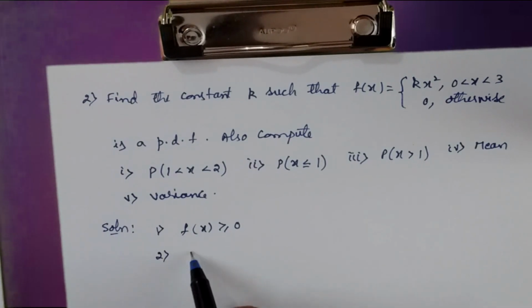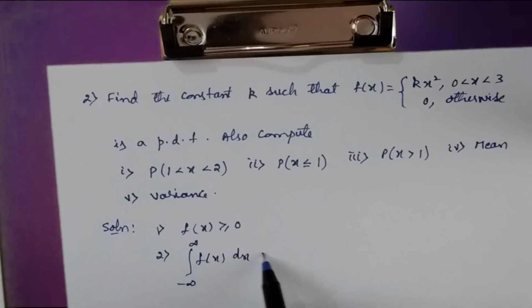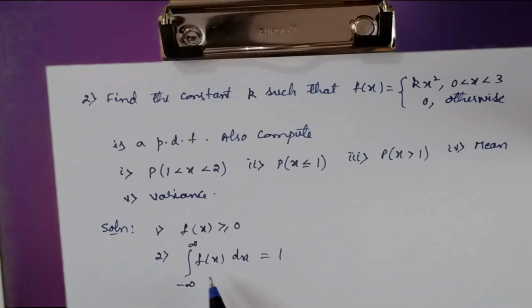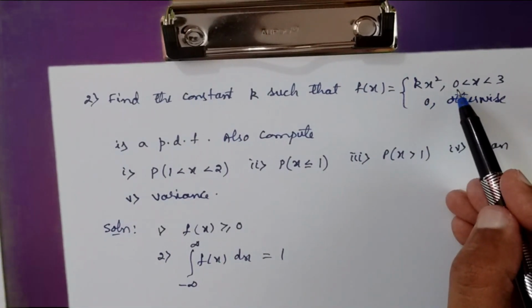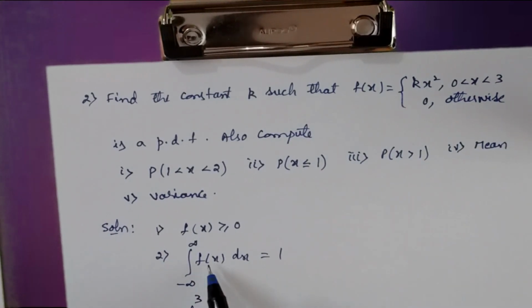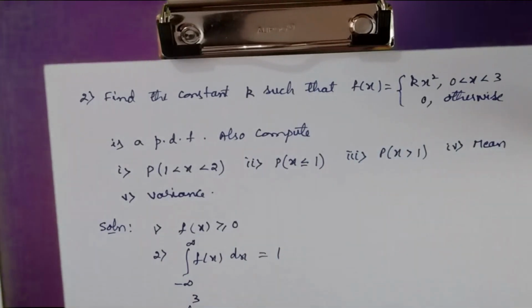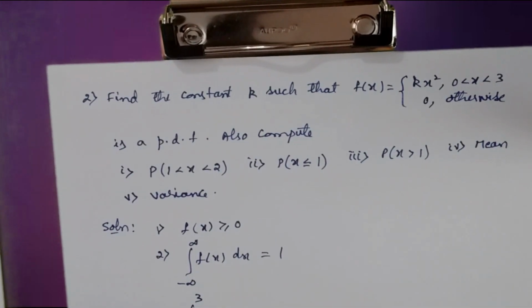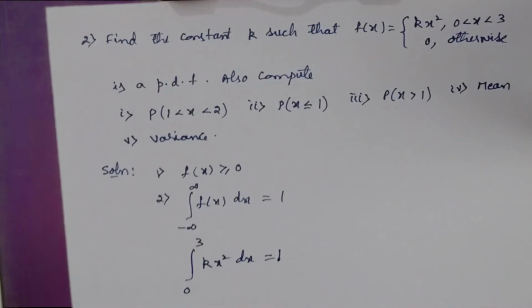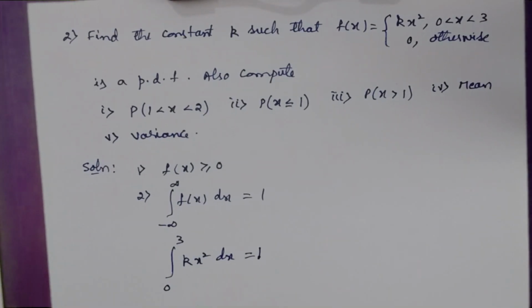The second condition is the integral from minus infinity to plus infinity of f of x dx is equal to 1. It says it is a PDF, therefore this condition has to be satisfied. But the value of f of x is given only for 0 to 3. So you can rewrite this for 0 to 3. And for 0 to 3, what is the value of f of x? It is kx square. So kx square into dx, its value will be equal to 1. Now k is a constant, you can take it outside, we will have the integral from 0 to 3 of x square into dx equal to 1.